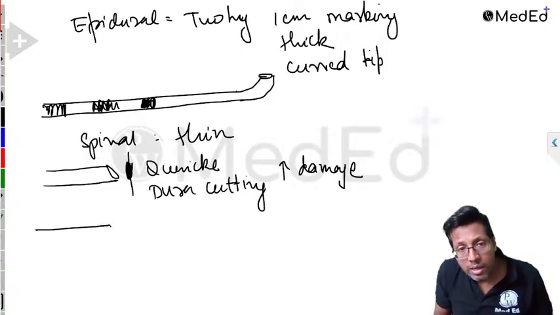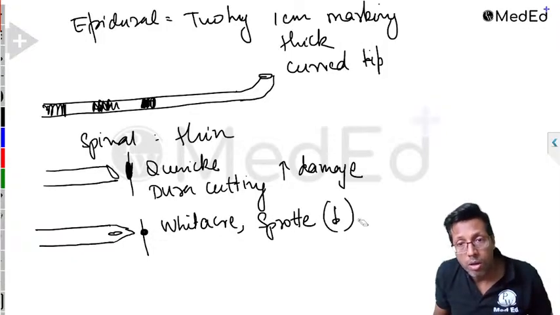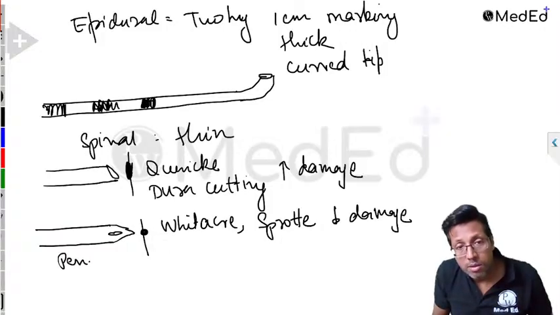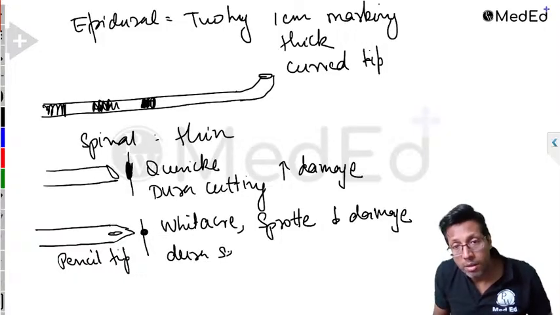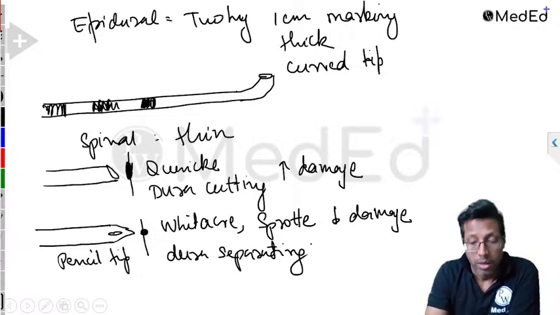On the other hand, you get a needle like this, which is pencil tip. This is called dura separating. It leaves a small dural hole. This is Whitacre and Sprotte. They cause less damage to the dura. These are called pencil tip needles, dura separating or dura splitting. Clear? Okay, all of you, clear till here? Right, this was one doubt.